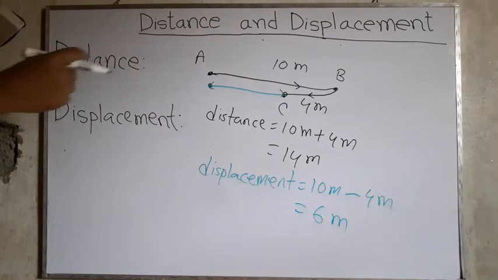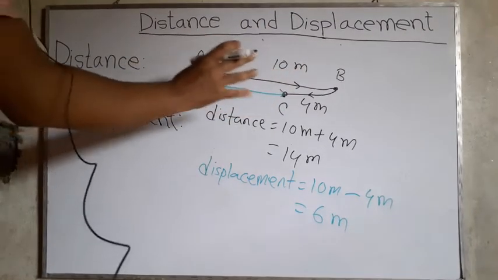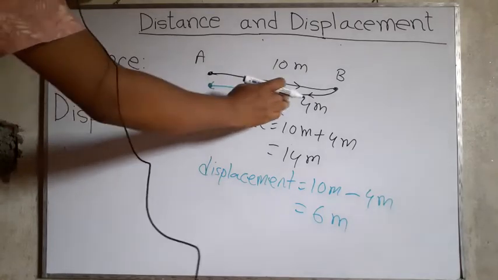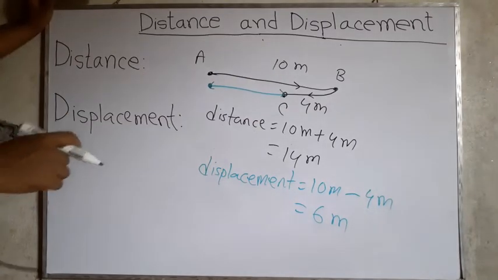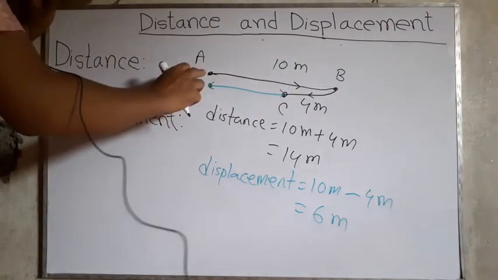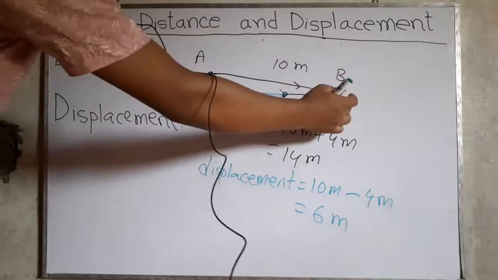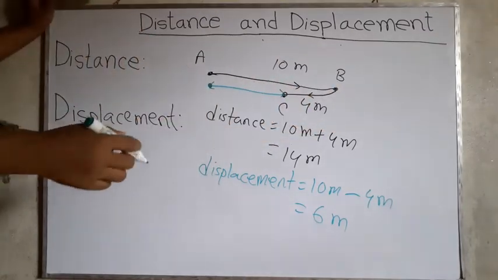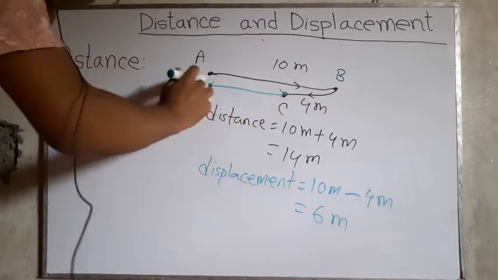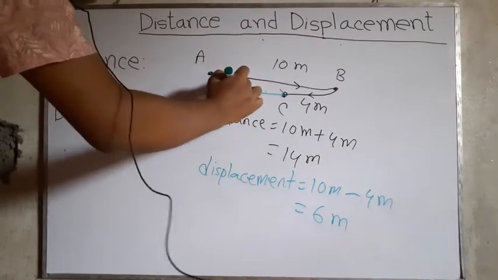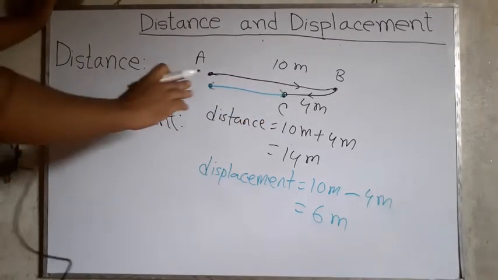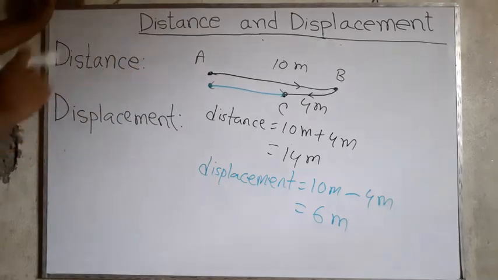Okay. Here total length of the path is the distance and direct distance from initial position to final position is displacement. In case of distance there is no fixed direction, at first from A to B and then from B to C. But in case of displacement, initial position is here and final position is here. Therefore, the direction of displacement is from A to C. Clear?